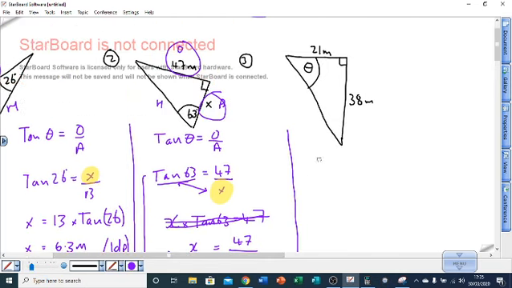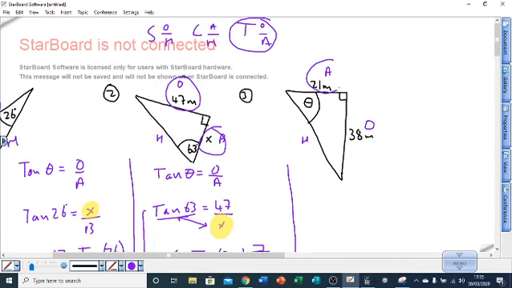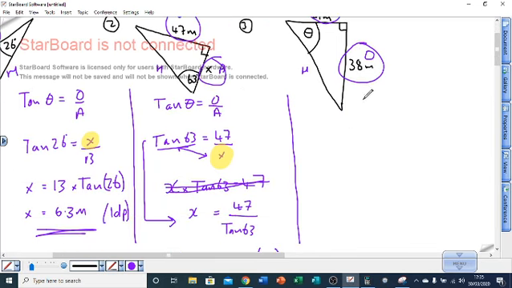Looking at this question, it's obviously trig because an angle is involved. This is the opposite. This is the adjacent. This is the hypotenuse. So again, the one containing the bits we know is O and A. It is tan again. So tan theta is equal to opposite over adjacent. So substituting in, I end up with tan theta, I don't know what theta is, so I leave it as theta, is equal to opposite, which is 38, divided by adjacent, which is 21.